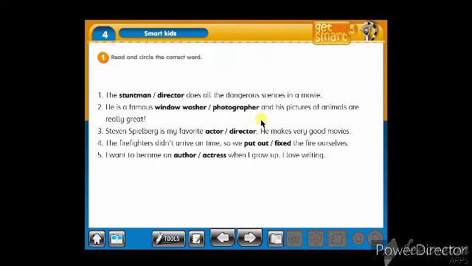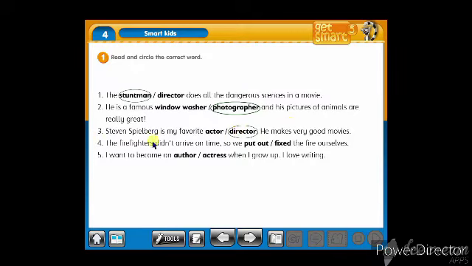Now let's see the vocabulary on page 34. We're talking about stuntmen, directors, window washers, actresses, etc. Let's see. The stuntman or the director does all the dangerous scenes in a movie. Stuntman. He is a famous window washer or photographer, and his pictures of animals are really great. Of course, photographer. 3. Steven Spielberg is my favorite director. He makes movies.